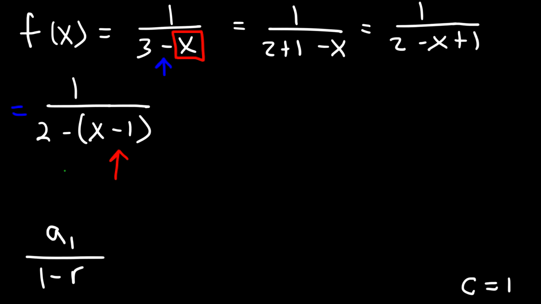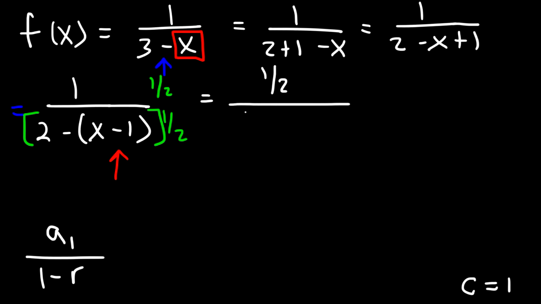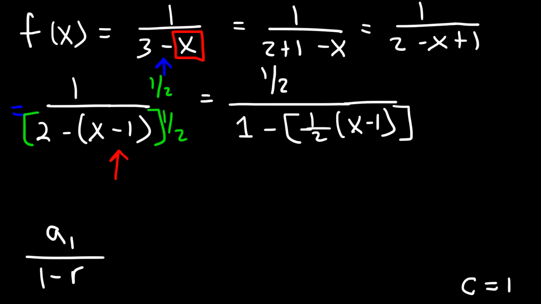The next thing we need to do is change the 2 into a 1. And so to do that, we're going to multiply the top and the bottom by 1/2. And so this is going to be 1/2 divided by 2 times 1/2, that's 1. And then this times 1/2, so I'm going to write it like brackets 1/2 and then parentheses x minus 1. Do not distribute the 1/2 to x minus 1. The x minus 1 part is your x minus c term. Now it's in the appropriate form.